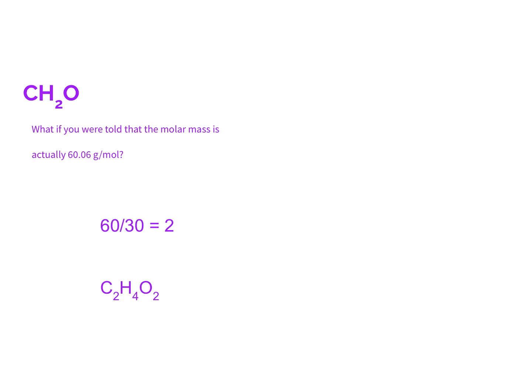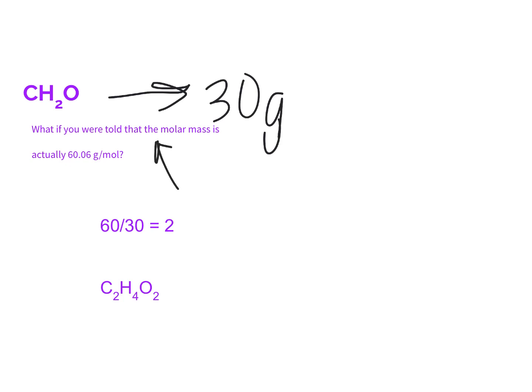So what if we told you that the molar mass is actually 60.06 grams per mole? If we calculate the mass of this formula here, sorry I don't have my pen, that's why my handwriting's ugly, we actually get about 30 grams for our molar mass. So if we told you that the molar mass is actually 60, we can figure out that 30 goes into 60 two times, so we need to double our mass and double our amount of things we have. So we can change our formula to become a molecular formula and no longer the empirical formula.